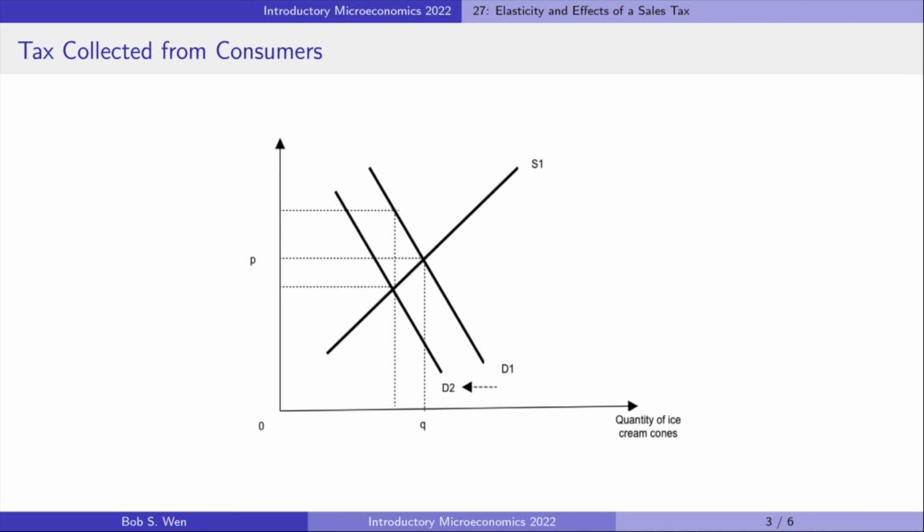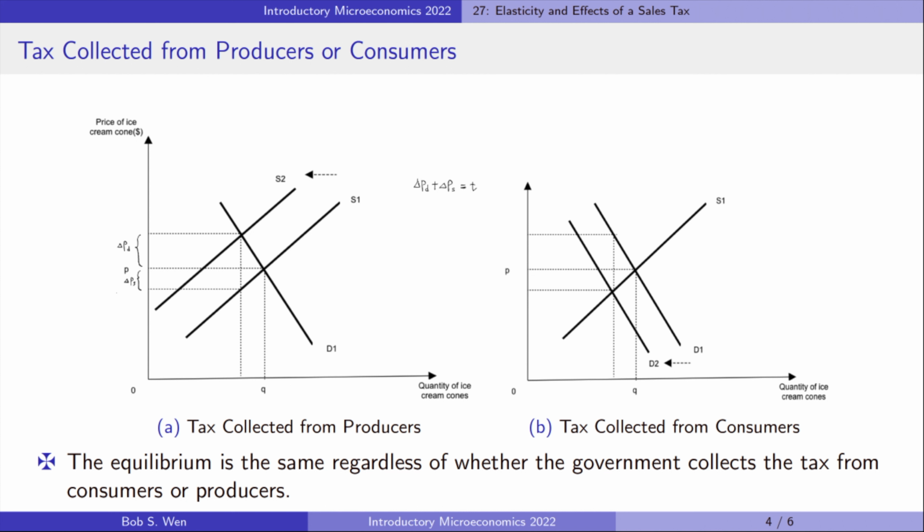The supply curve is unchanged, but the demand curve shifts to the left. The graph shows that the equilibrium price paid by consumers, the equilibrium price received by producers, and the equilibrium quantity are the same as when the tax is collected from producers. So the equilibrium is the same regardless of whether the government collects the tax from consumers or producers.